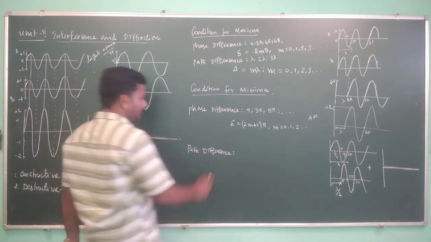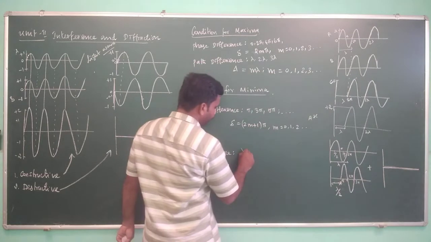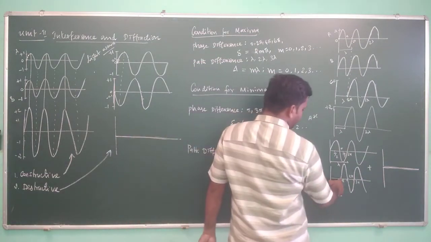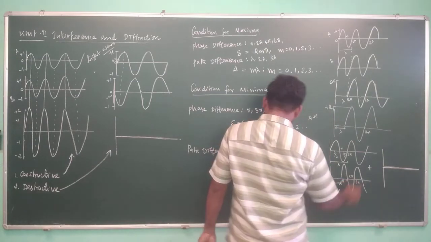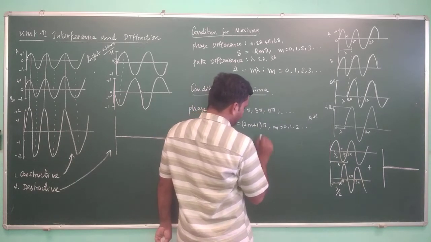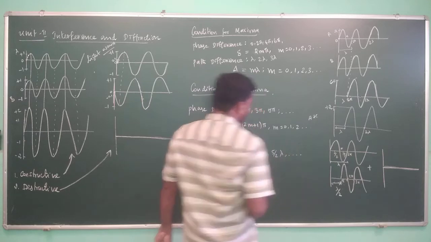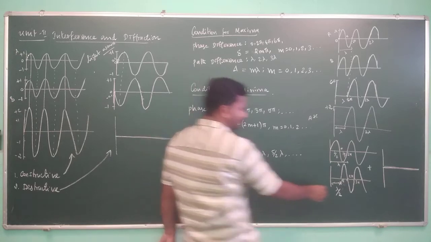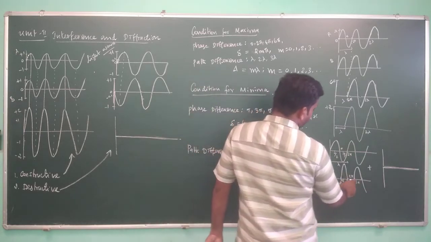What about in terms of path difference? Path difference in terms of lambda by 2: it starts from here, this is lambda by 2, this is 3 by 2 lambda, or 5 by 2 lambda. If this is the case, would you be able to understand how this happens? Lambda by 2, 3 by 2 lambda. See, this is lambda by 2. Next thing, if the wave starts from this point, from which point?